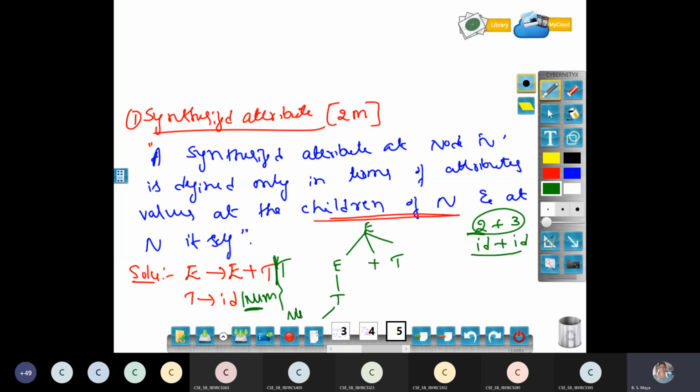ID, ma'am. Number. I have two options, ID or number. I gave it. Can I take number? Okay, yes. Now this T is replaced by number or ID? Yes, number. Both are, because number I gave it.